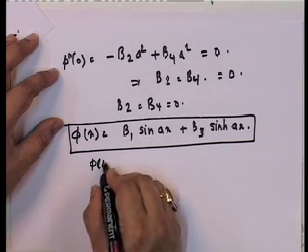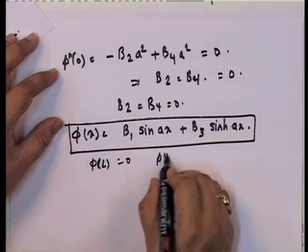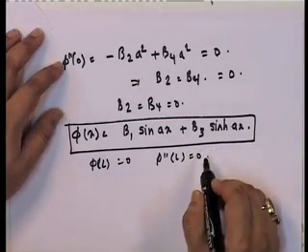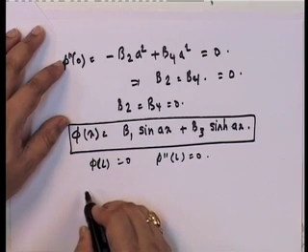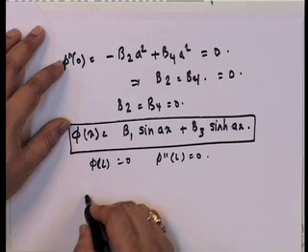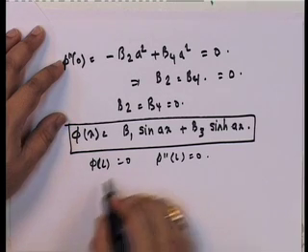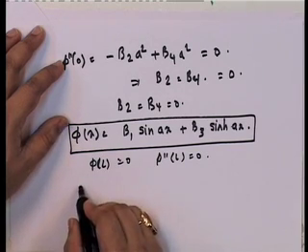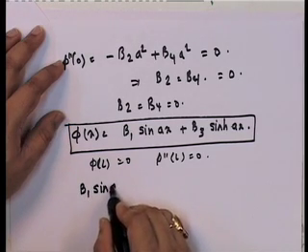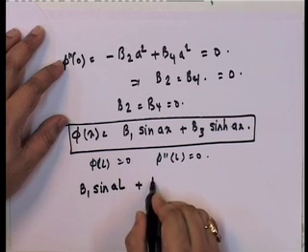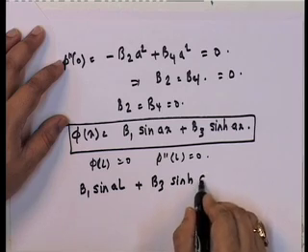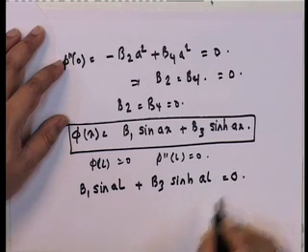Phi of L equal to 0 and phi double prime of L is equal to 0. So, if I put this in, phi of L becomes b1 sine AL plus b3 sine hyperbolic AL is equal to 0.